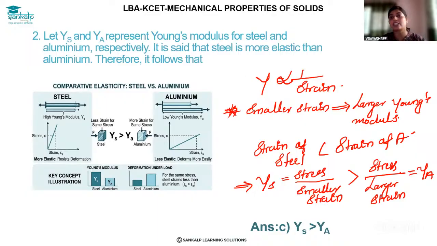because Young's modulus is inversely proportional to strain. So steel suffers less strain under the application of constant stress. The stress here is constant, right? That's why Young's modulus of steel is greater than Young's modulus of aluminium.